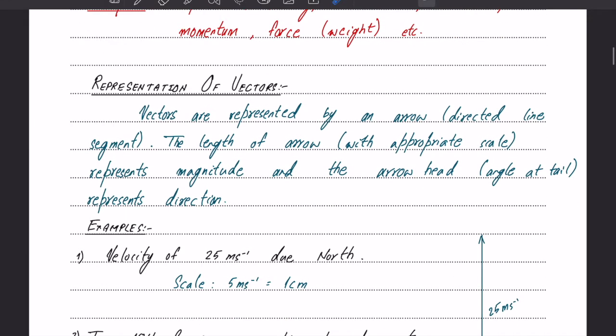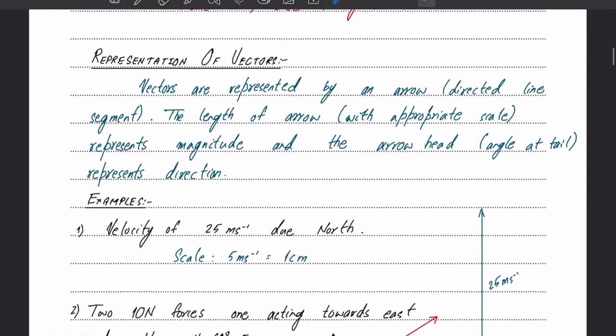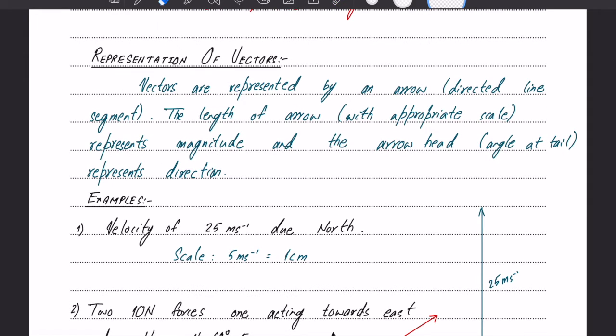In a two-dimensional plane, like a flat surface, you represent vectors by means of an arrow or a directed line segment. So what you do is that you draw a line segment, an arrow whose length is representative of the magnitude of the vector quantity, and whose arrowhead is representative of the direction of that vector quantity.